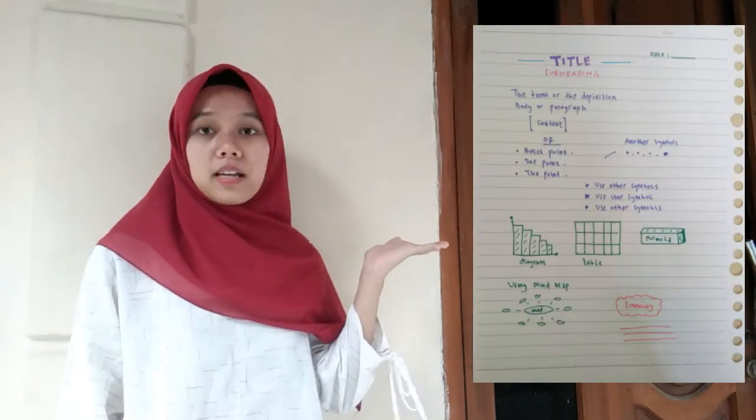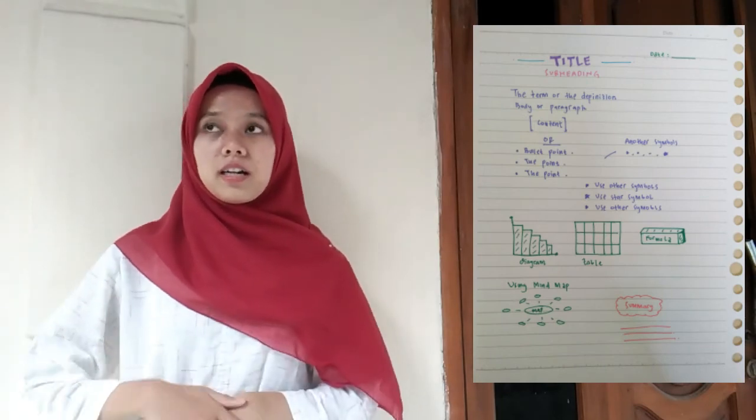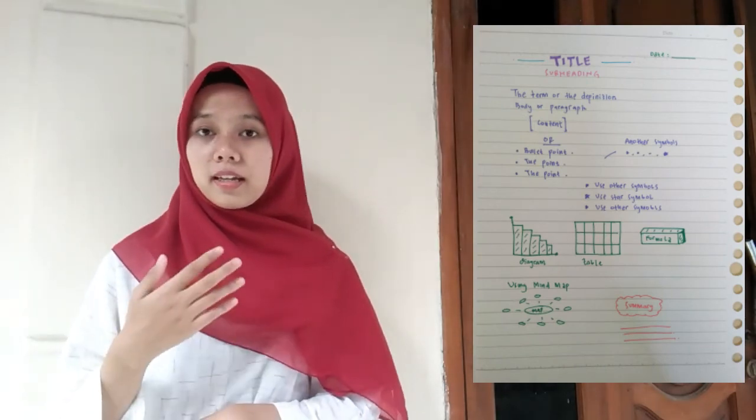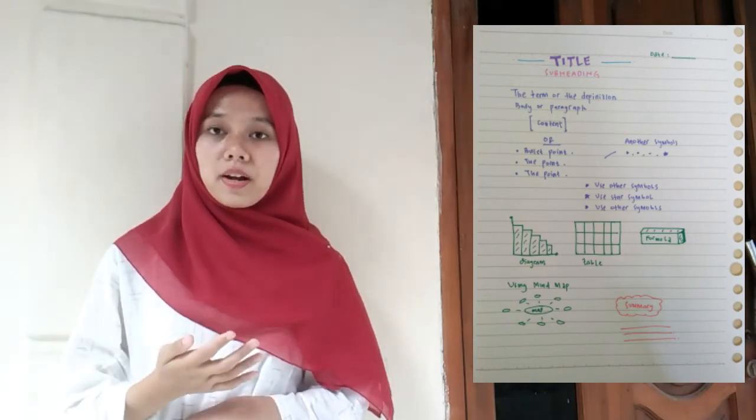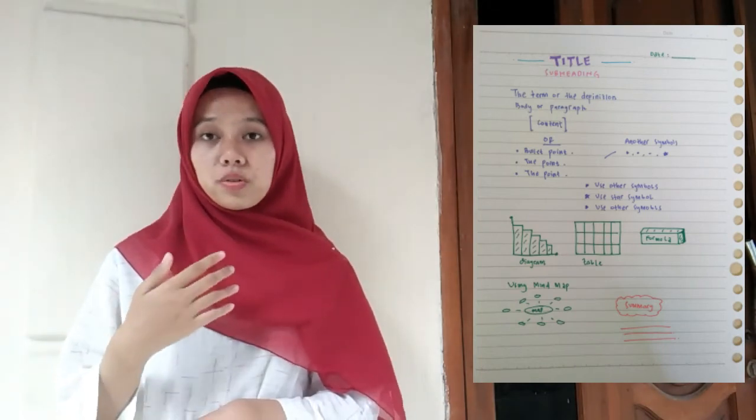So after you follow the tips and tricks on how to make a pretty note, the result of your notes is kind of like this. So starting from the title and the subheading, they have different colors, and then using symbols and then diagram, and then you can summarize your notes.